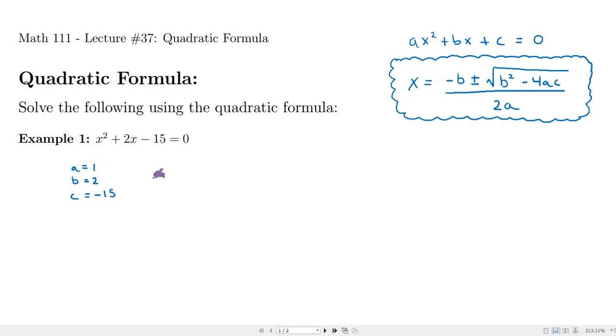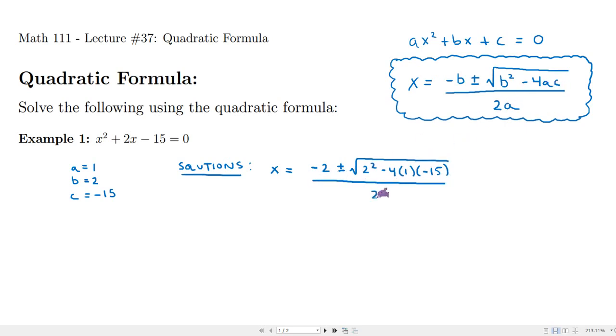Now we use these to get our solutions. So the solutions are x is equal to negative b, so negative 2, plus or minus the square root of b squared, so 2 squared, minus 4 times 1 times c, so negative 4ac, and then divided by 2a, so divided by 2 times 1. And then now we just have to simplify this expression.